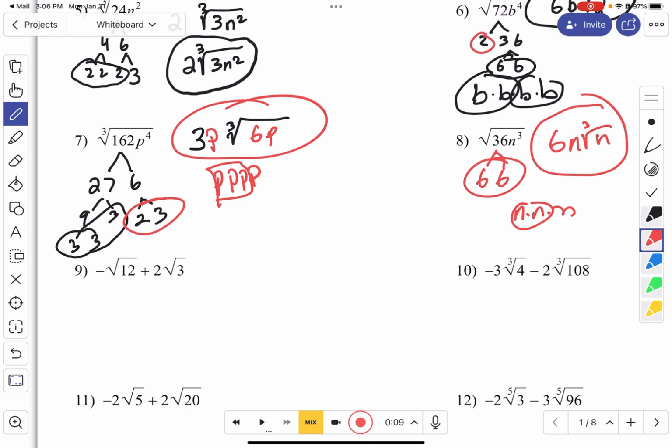Number 9, negative square root of 12 plus 2 times the square root of 3. So remember, when you add, they have to have the same thing underneath the radical symbol. We can break 12 down. It's 4 times 3, and 2 times 2 times 3. So that's negative 2 radical 3 plus 2 radical 3, which is then just 0.